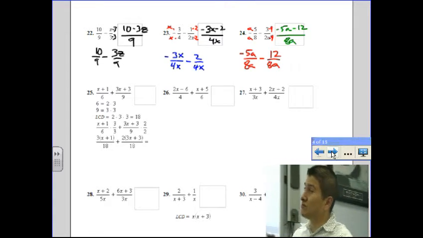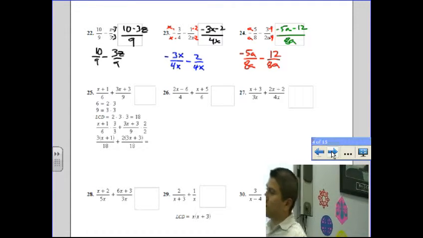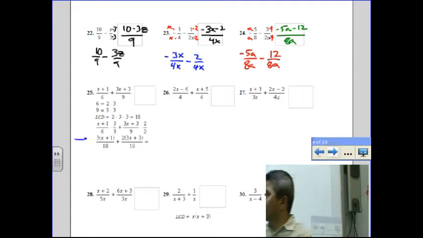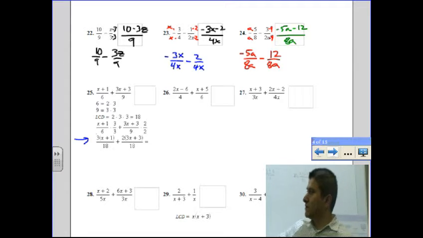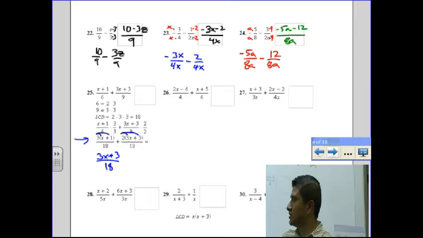Alright, it looks like they've done most of number 25 for us, so we'll take advantage of this. For the sake of time, let's pick it up from where they're at. Right here, where they left off, we need to distribute a 3, and we need to distribute a 2. So here's what we get. We get a 3x plus 3 over 18, and you also get a 6x plus 6 over 18.